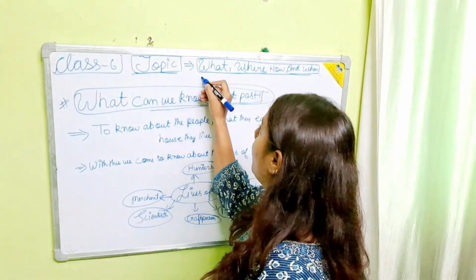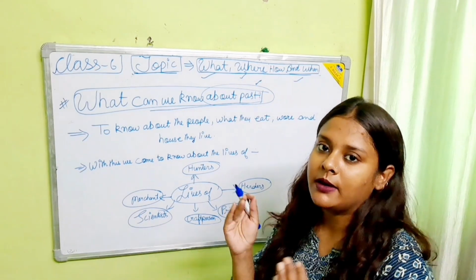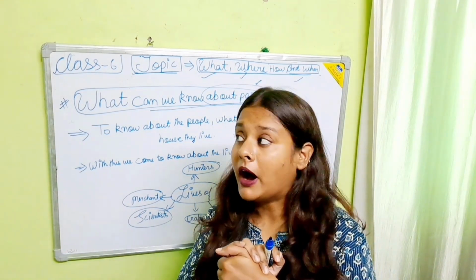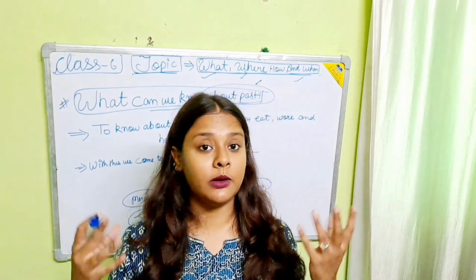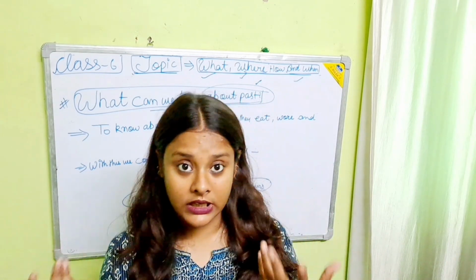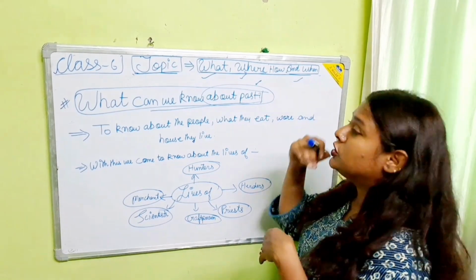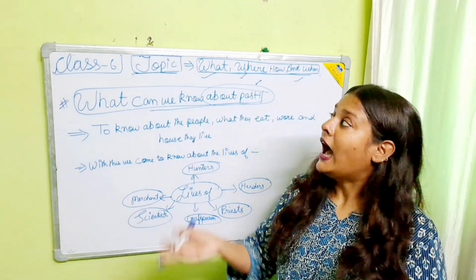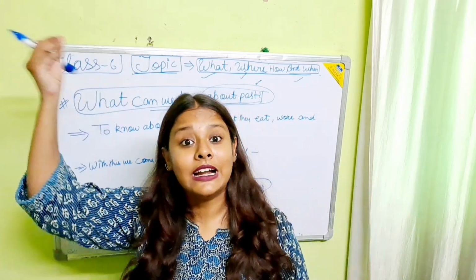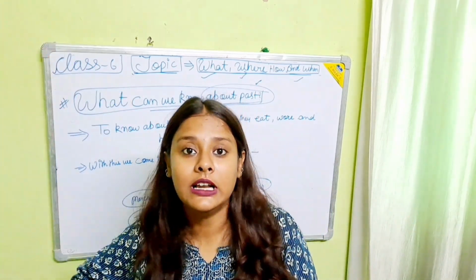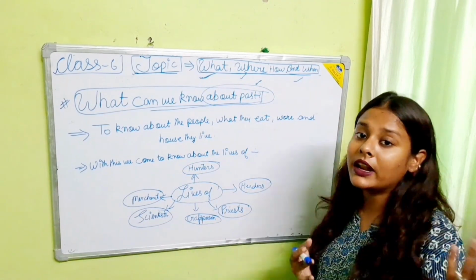Our topic: what, where, how and when. So in this chapter, we are going to discuss what we are going to study in history. We are going to study the people, what they wore, how they lived, where they used to live, and when, so the period, the time that was existing when the people were living. We are going to study all this in our chapter: what, where, how, and when.